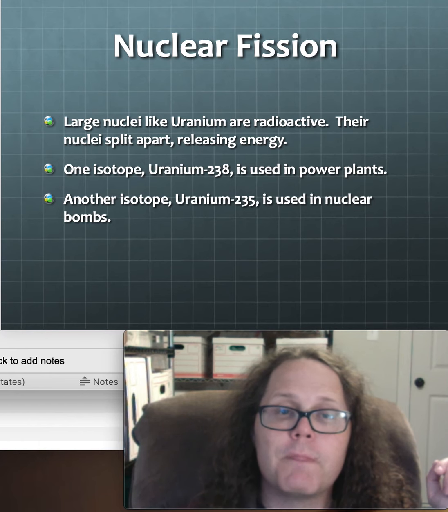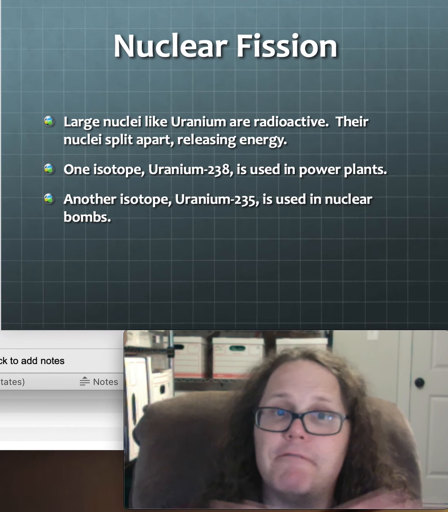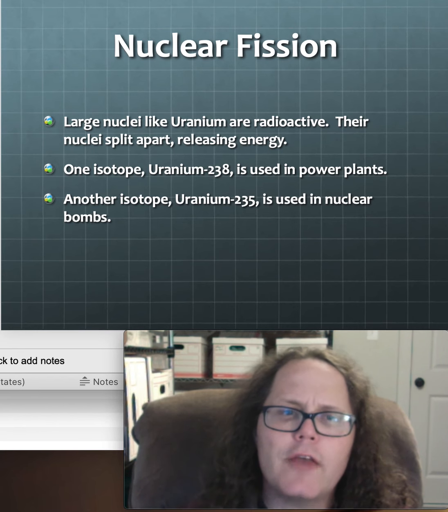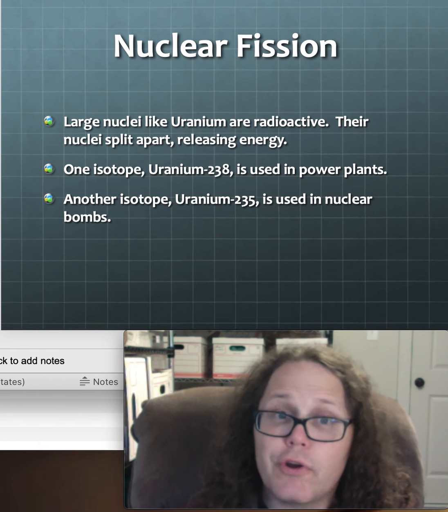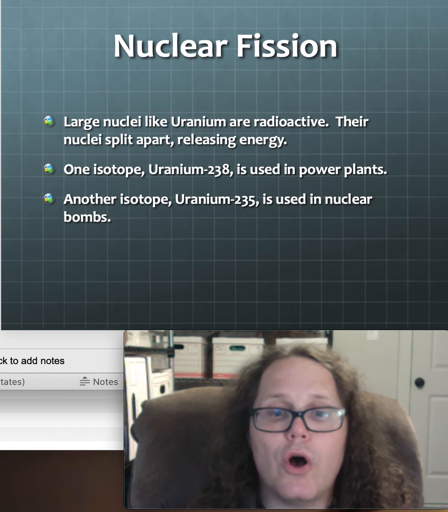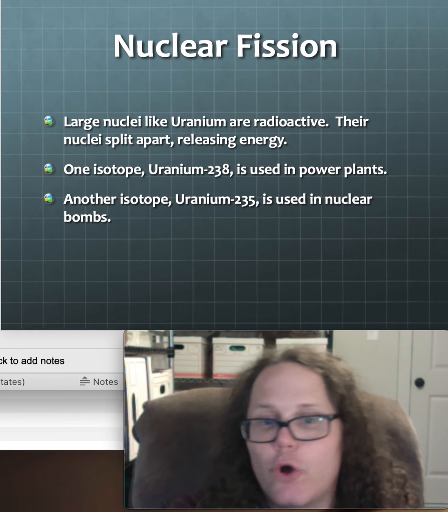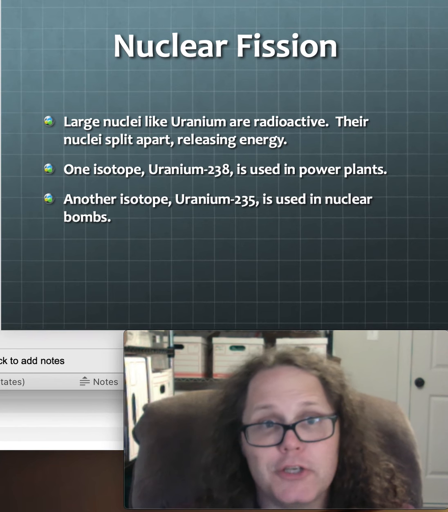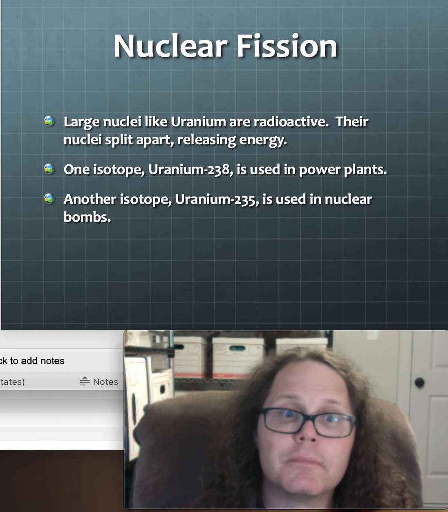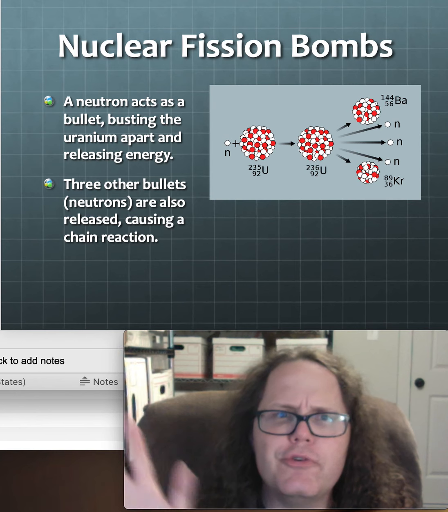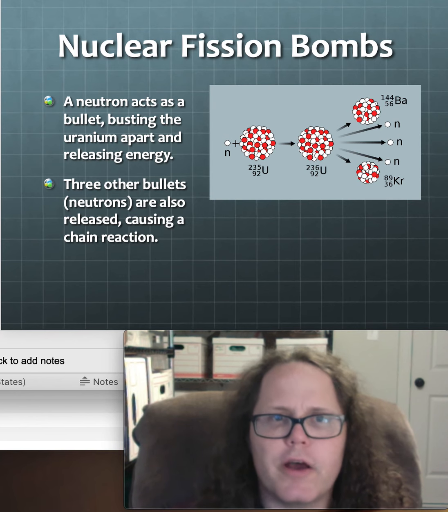U-238 is by far the most abundant isotope and is used in nuclear power plants like the one in Russellville. U-235, on the other hand, is used in making nuclear bombs. So-called enriched uranium is when the power plant isotope U-238 has been removed, leaving only the nuclear bomb isotope U-235. But even a rock of pure U-235 won't explode on its own.